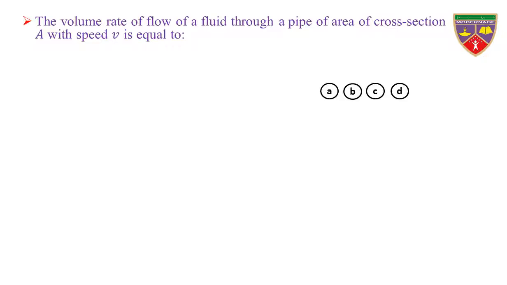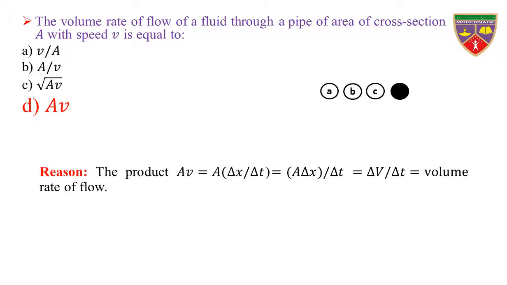The volume rate of flow of a fluid through a pipe of area of cross-section A with speed V is equal to: option A, V divided by A; option B, A divided by V; option C, A B square root; option D, A into V. The key is A into V. Therefore, the correct option is D.